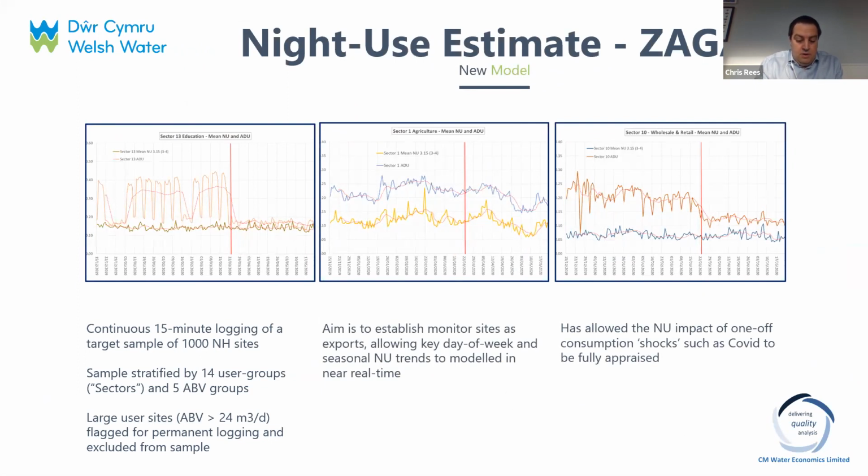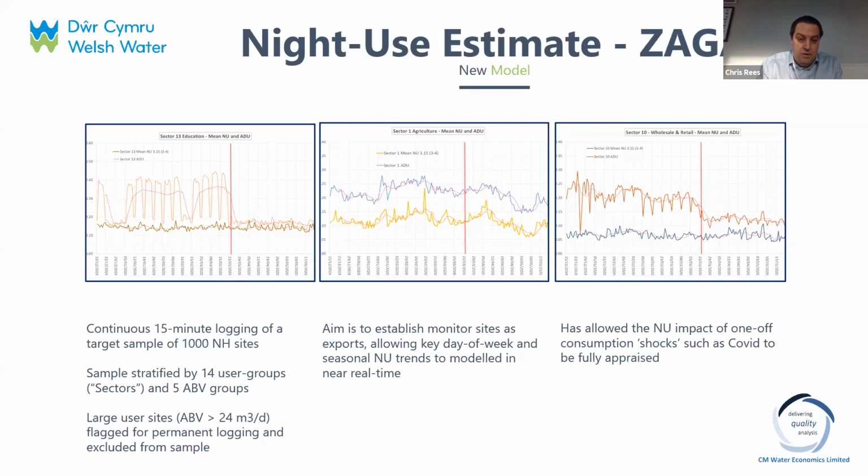Methods have been developed over the years for estimating night use. I know Rob and the guys at Artesia have done a lot of work on this, as you spoke about earlier. Night use for each user type is predicted as a logarithmic function of daily consumption. But that data historically has come from small logging samples.